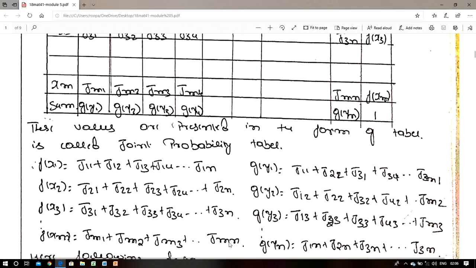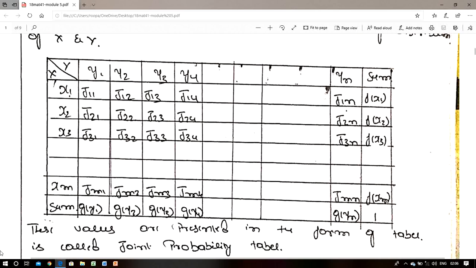Okay, next we come to the column-wise sums. Column-wise means J11 plus J21 plus J31 up to Jm1 is represented by g of y1. The second column, J12 plus J22 plus J32 plus up to Jm2, is represented by g of y2.